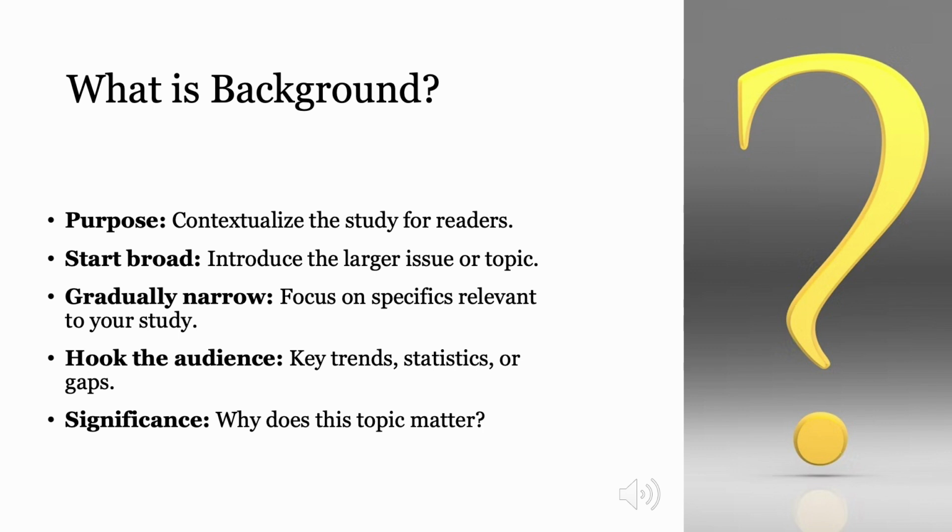To begin with, I will provide an overview of the first section of Chapter 1 called Background. The background section is where you provide the context for your study. You start broad by introducing the larger issue or topic and then gradually narrow your focus to the specific area you will be investigating. A strong background section hooks your audience with key trends, statistics, or gaps in the literature and explains why your topic matters.